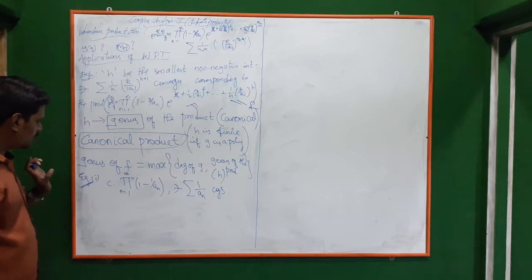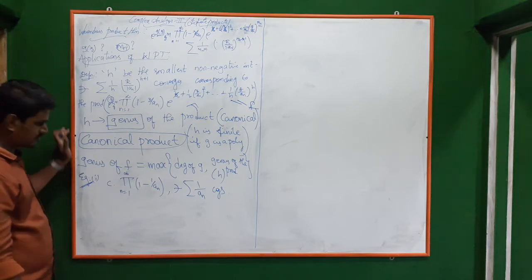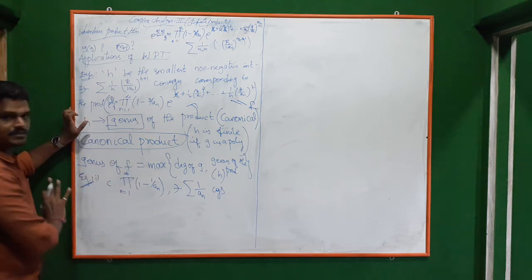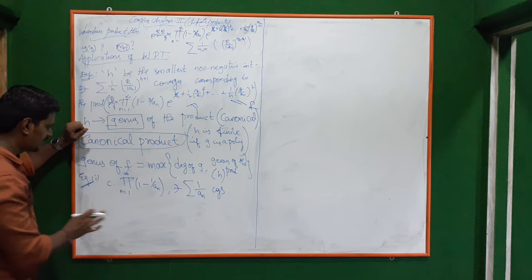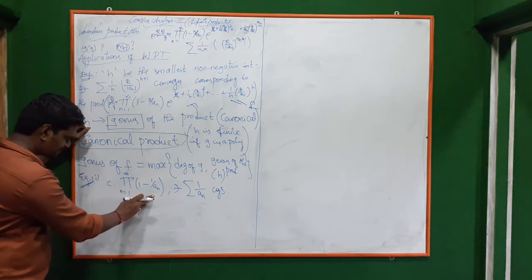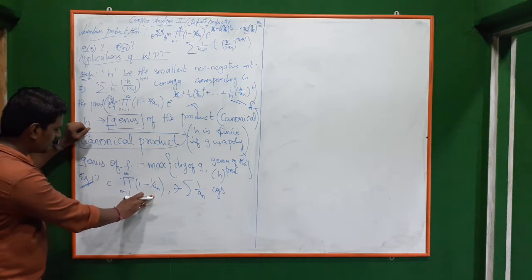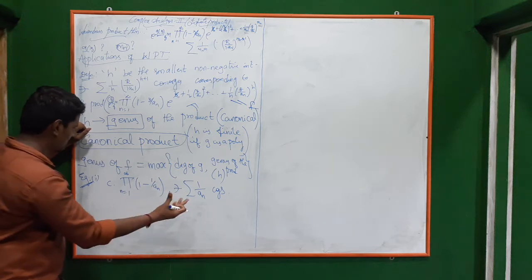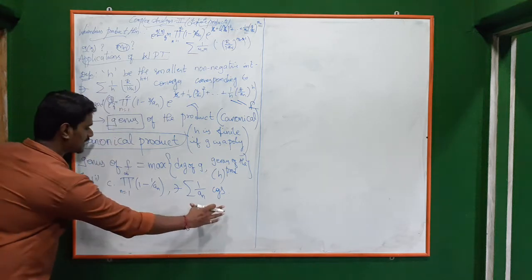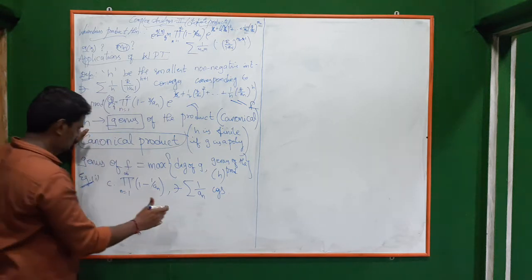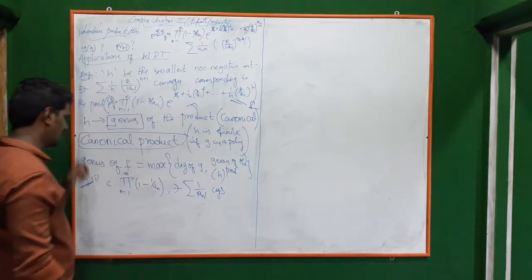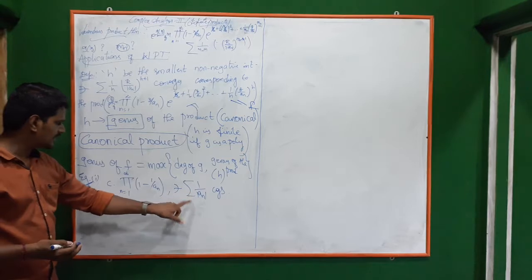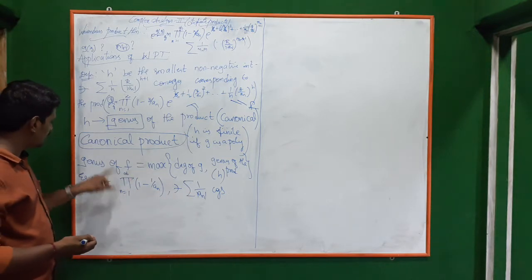Now, how do we find the genus of this product? What is the genus of the product, and what is the genus of the function? Whenever we have this product, under some condition it will be converging. Under this condition, the summation converging, this product is converging. So from this we can get the genus of the product.